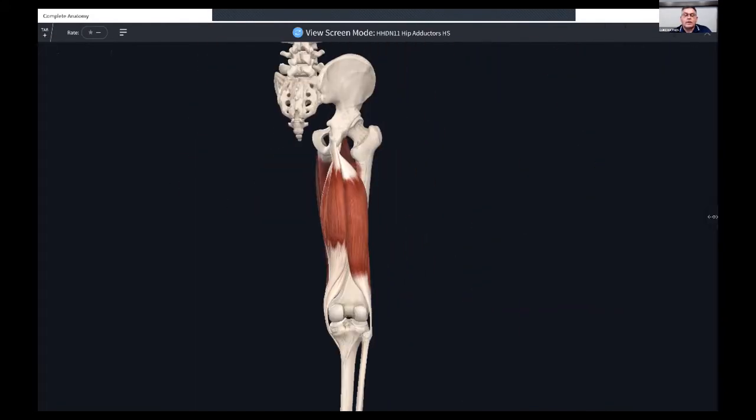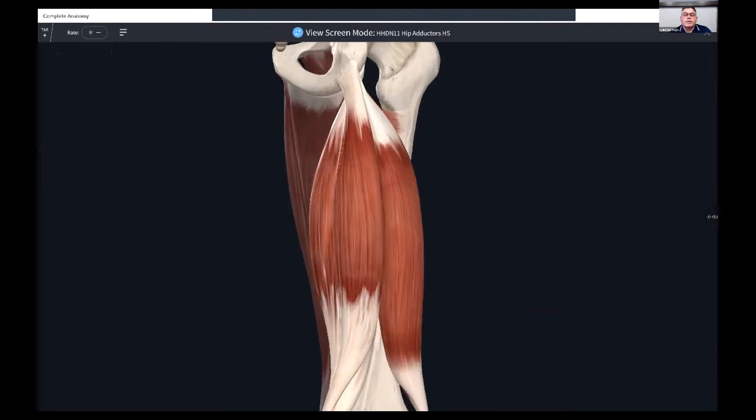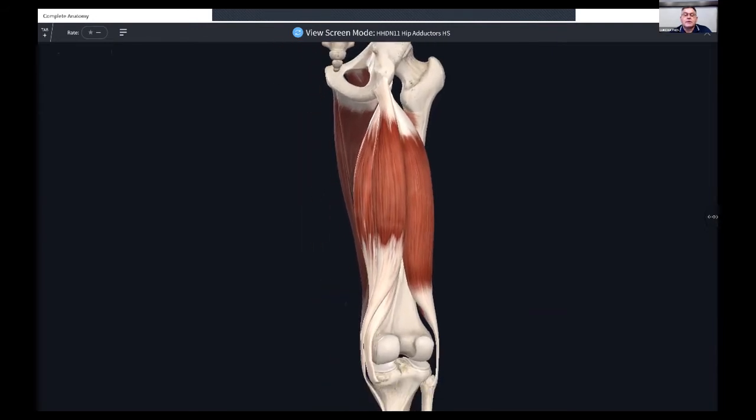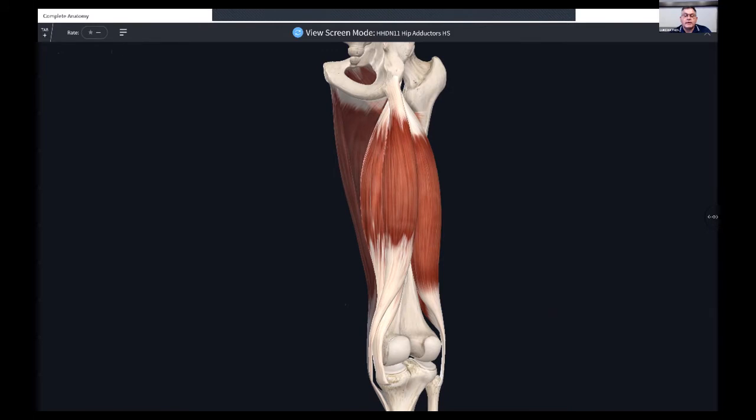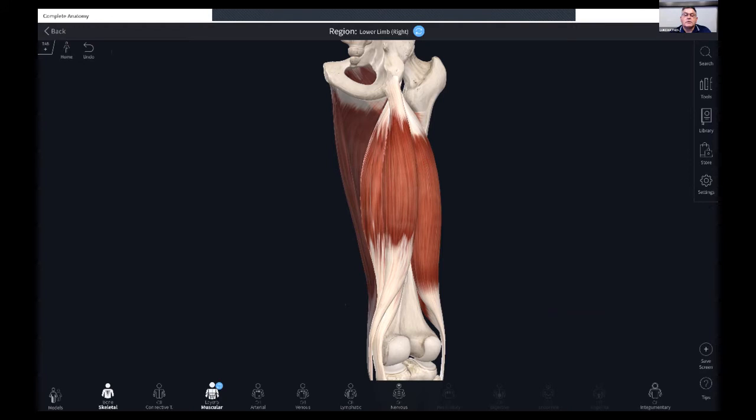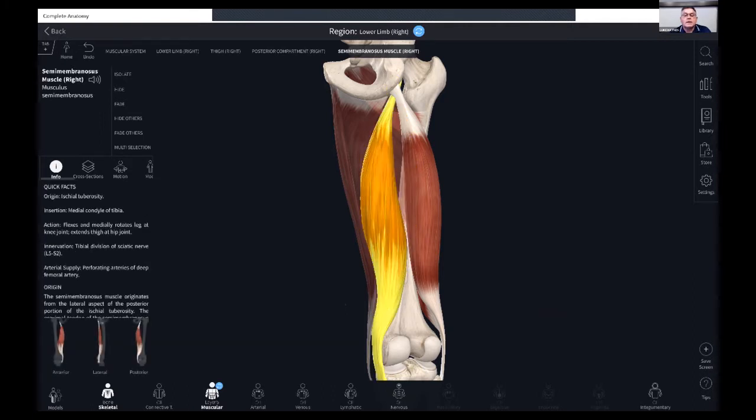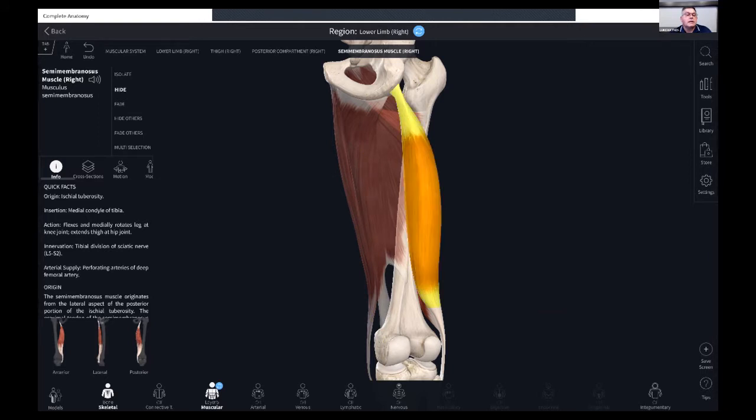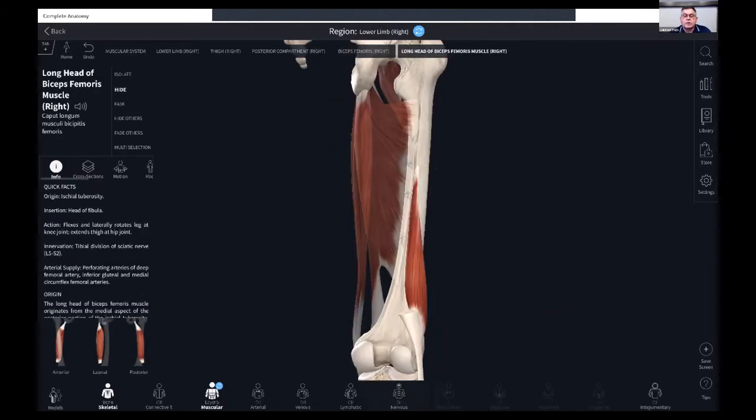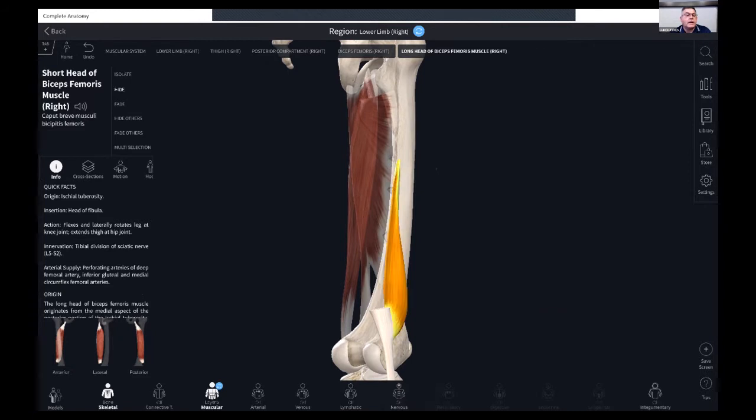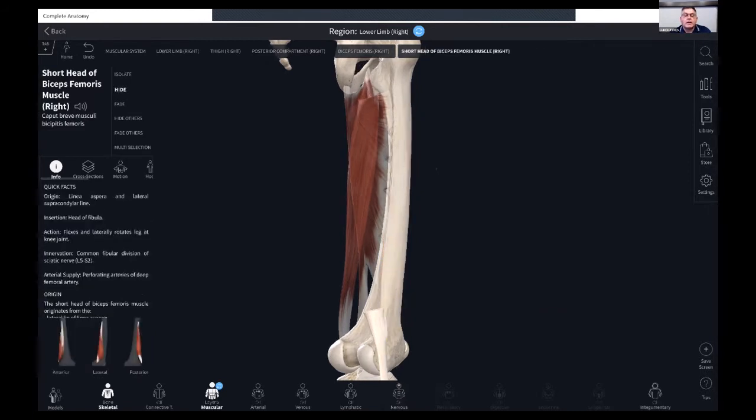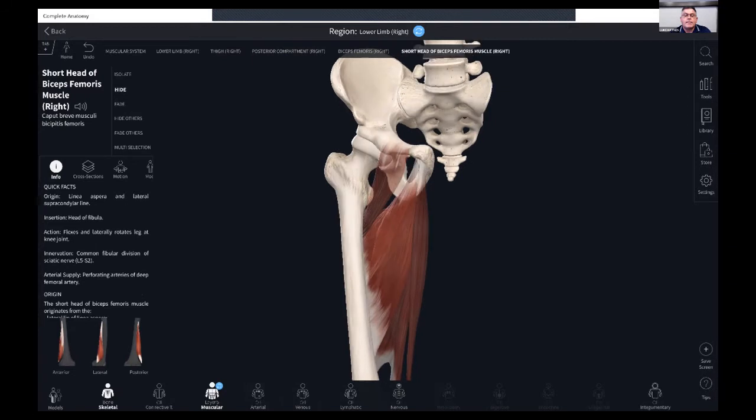So we started with our hamstrings. I'm going to go ahead and remove the hamstrings since we have already talked about those, and then we'll bring our others on. So let's hide semitendinosus, semimembranosus, and biceps femoris, long and short head. Okay, so that'll get us over to the adductors.